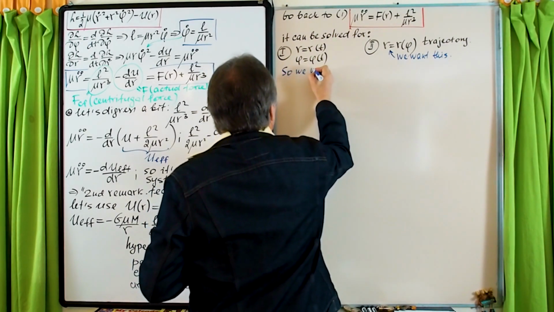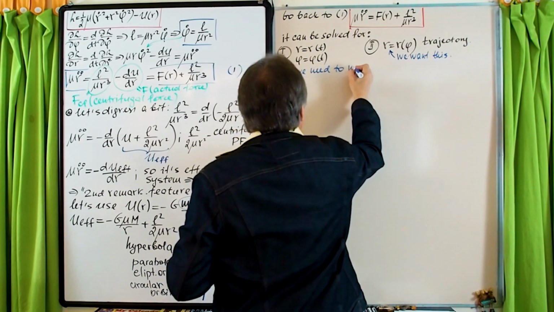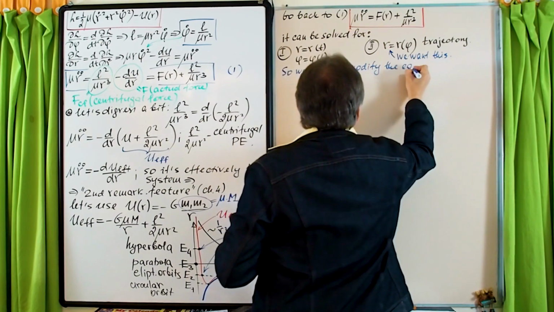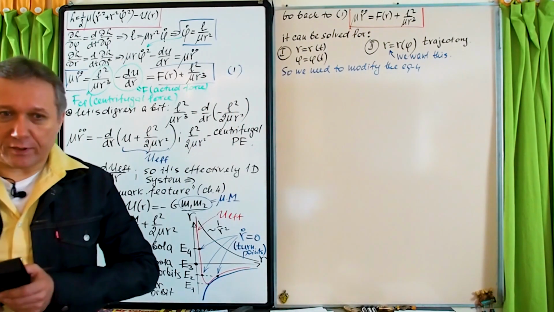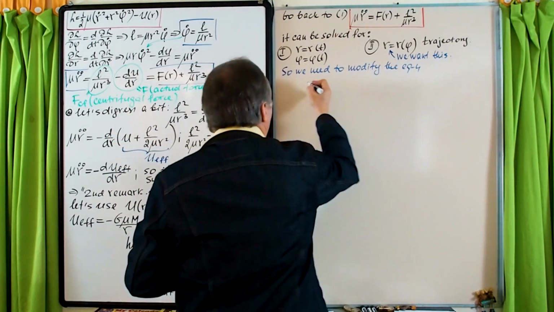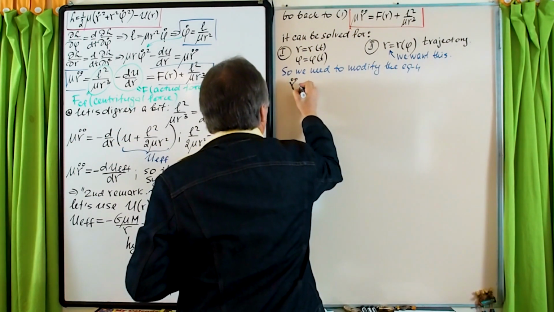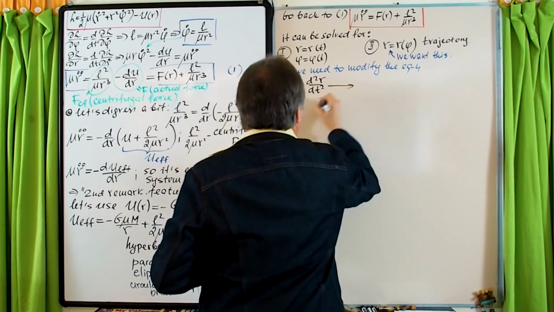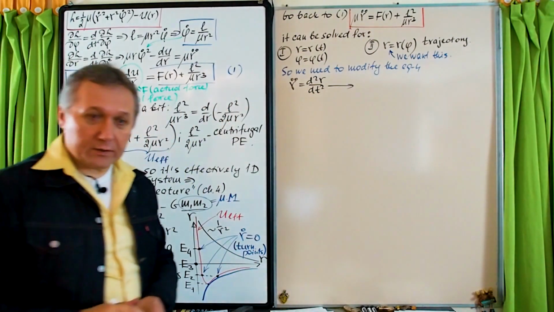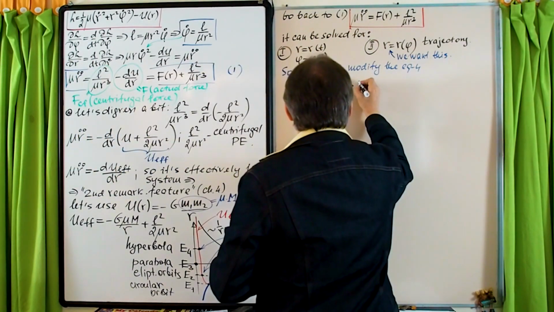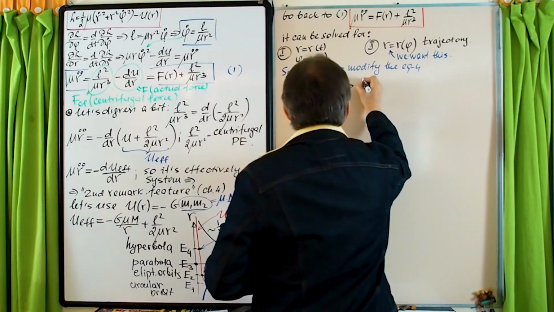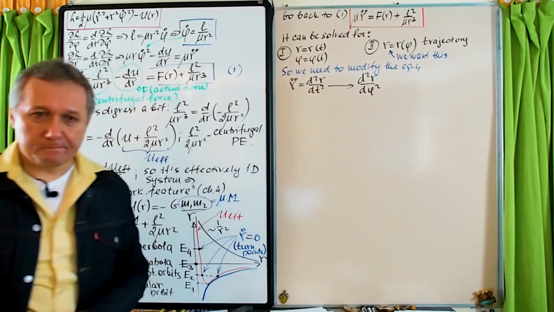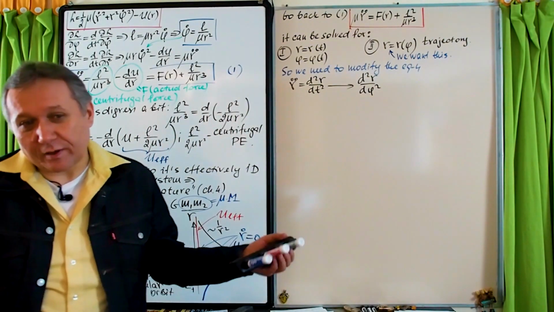So we need to, not change, but modify the equation. And let me show you which modification I want to do. First of all, instead of r double dot, which is the second derivative of r with respect to time, we first want to replace t with phi. So we want just the second derivative of r with respect to phi.